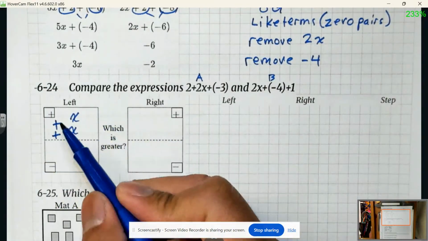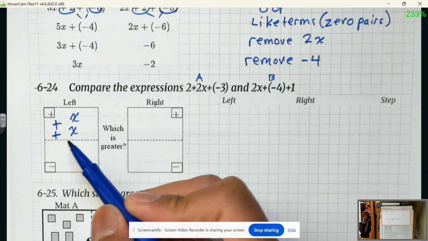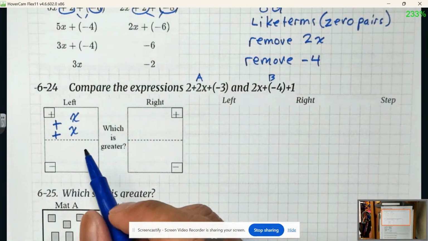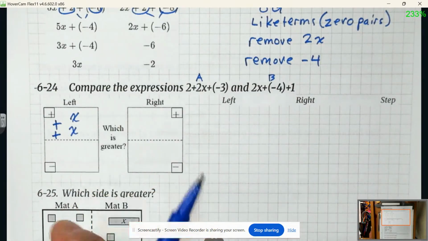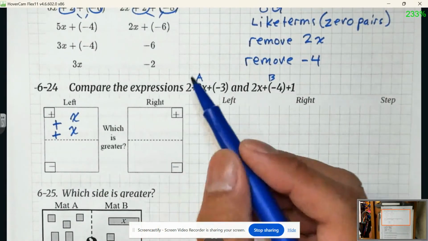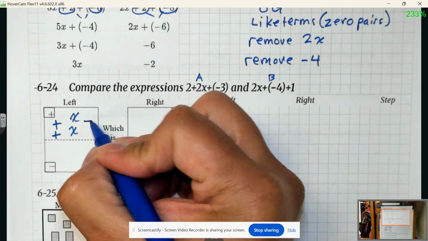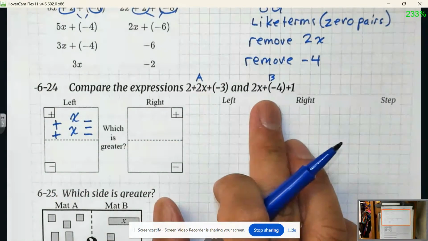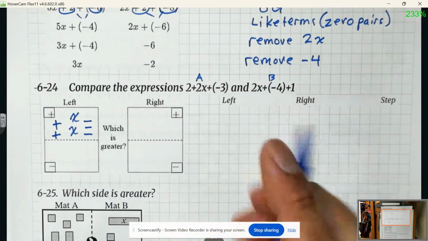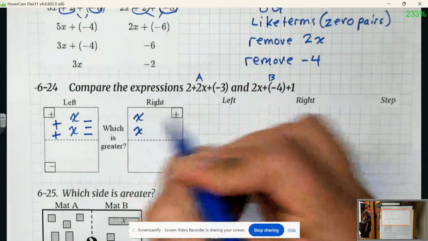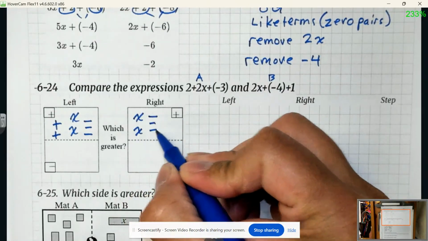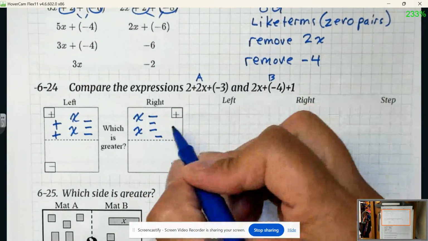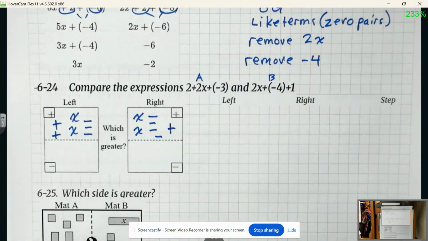Remember, we're not drawing them. We're just putting the pluses for 1s and the minuses for negative 1s. And the same with x's, we'll put a negative in front of it. Okay, and then plus negative 3. So we are going to put 3 negatives there. And 2x plus negative 4 plus 1. There's 2 x's. There's negative 4. And here is a positive 1.